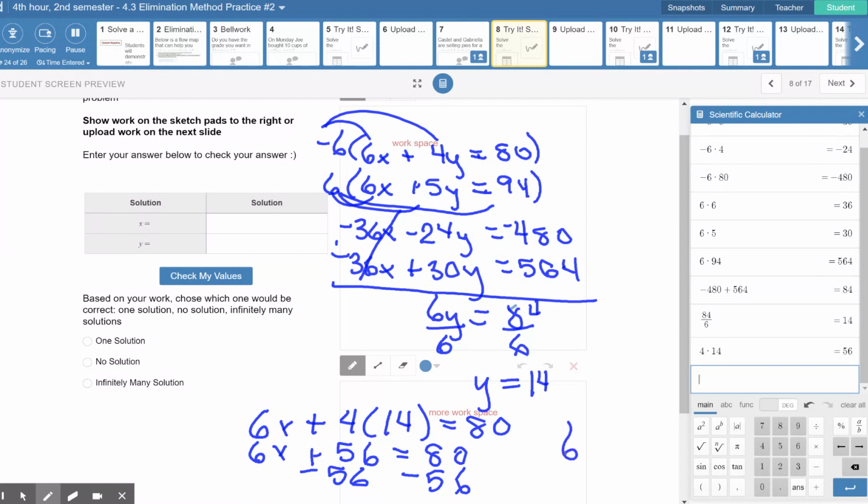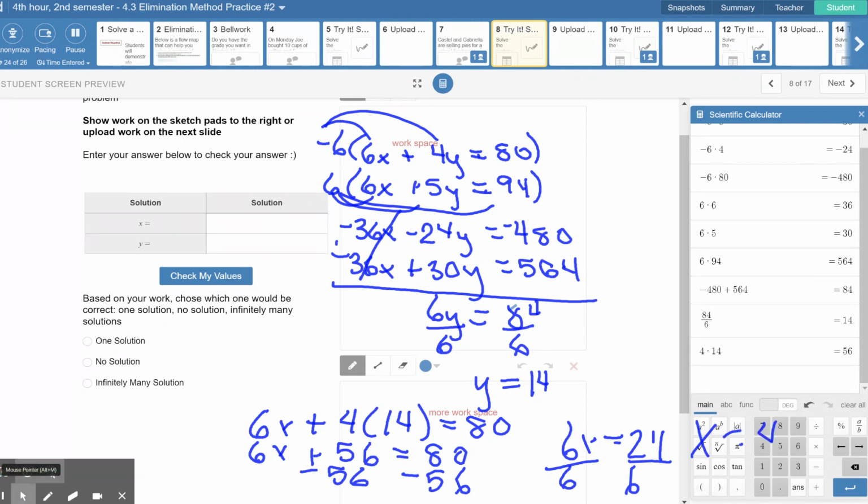So now we just have a one step. It's 6x equals 24. So then we get x equals 4. So each cost of the apple pie is only $4. Lemon meringue was $14. And that would be a 1 solution.